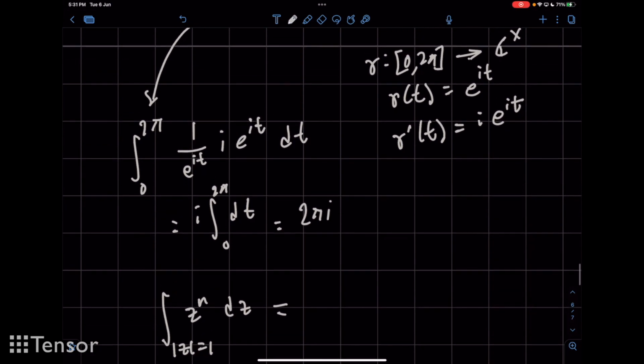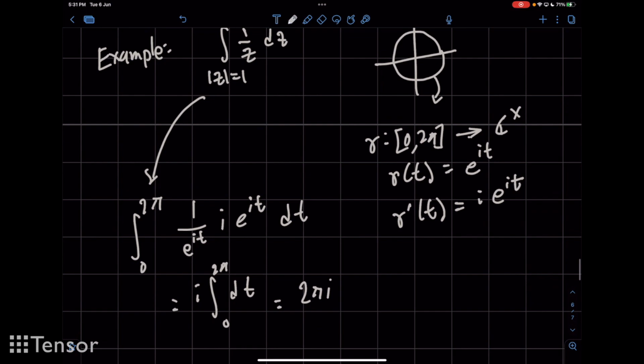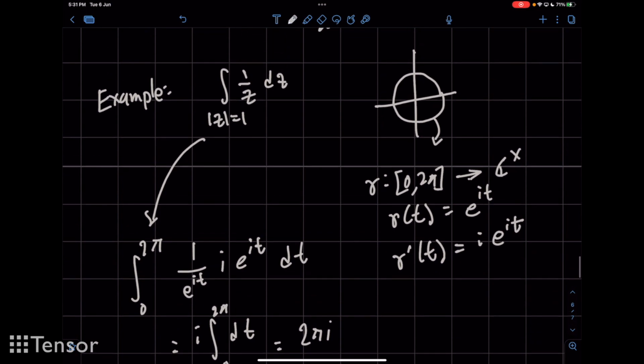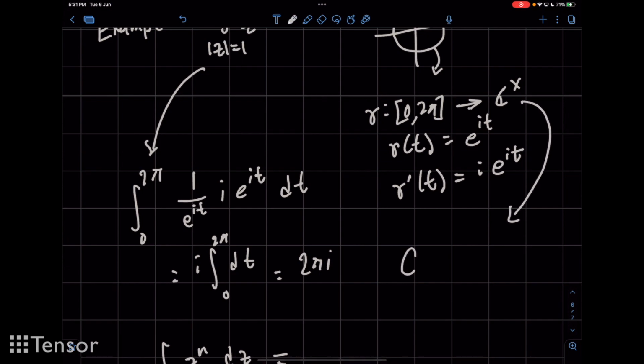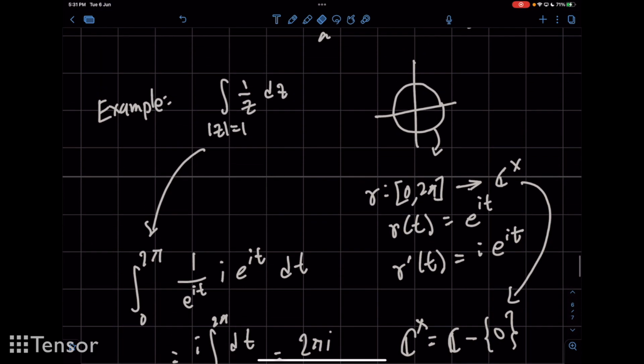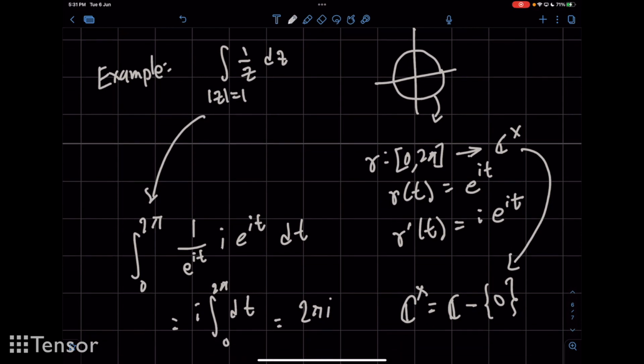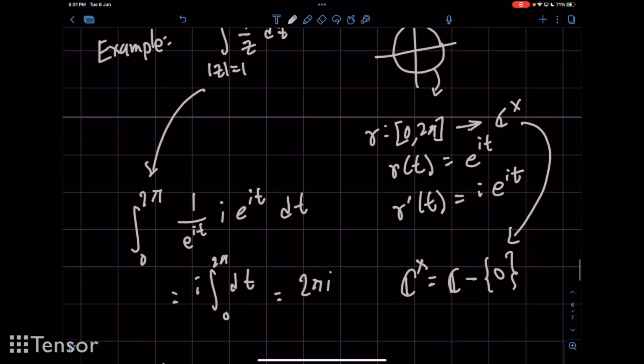Do you have any question? Yes, the codomain of gamma. Oh yeah, I should have clarified it, I'm extremely sorry. This is the complex plane without the zero. We have taken out the zero because the function I'm integrating, 1 over z, is holomorphic everywhere except the origin. That is why I needed to take out the zero.